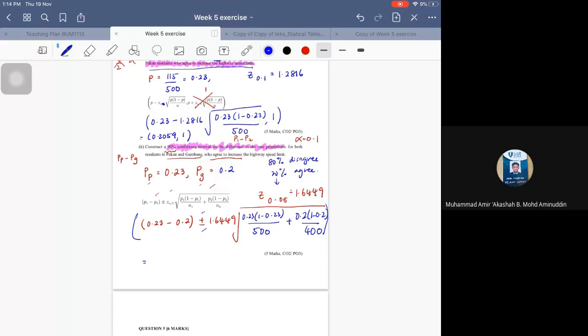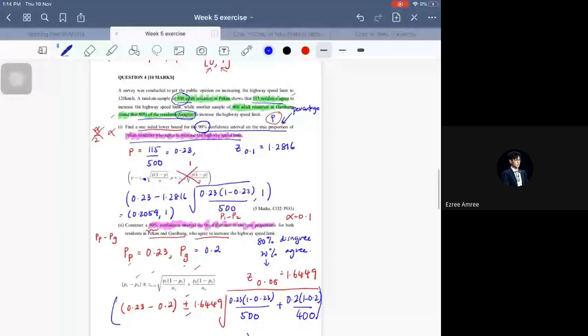So what value do you get? Is that the value could be negative? Yes, I will explain later why this one could be negative. Okay, so for me, I found the lower boundary is negative 0.0152. Okay, and the upper bound is 0.0752. Okay, 0.0752.